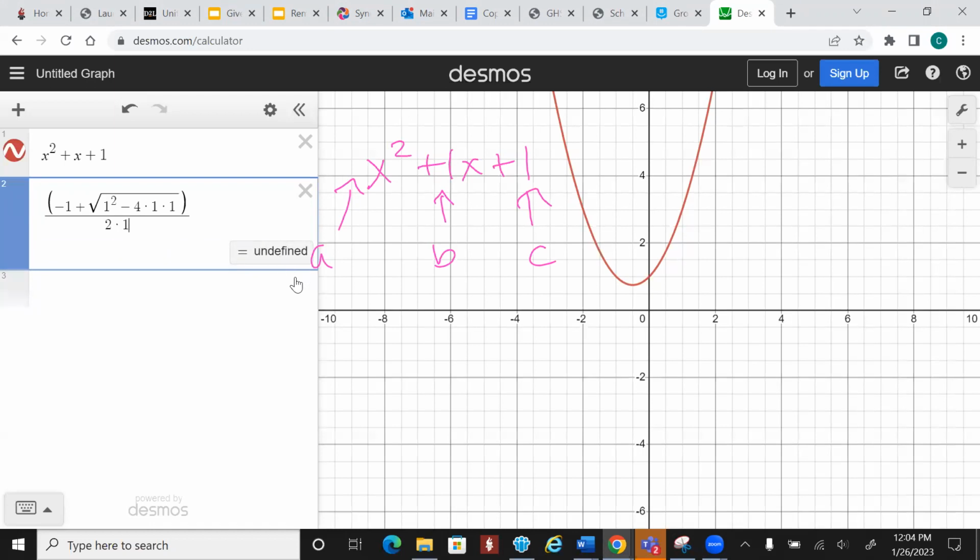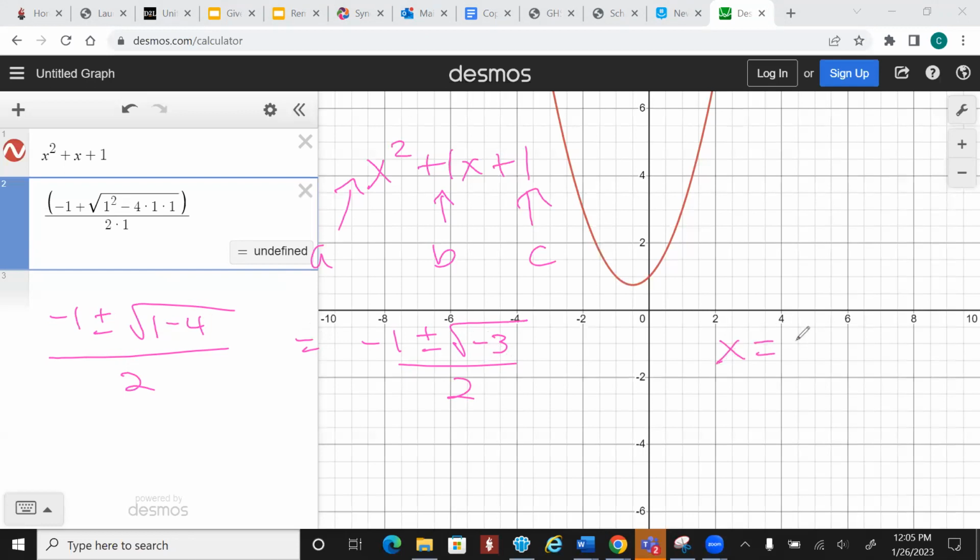Because it's going to have that complex solution, right? We're going to write it out and simplify. So what's 1 squared? 1 minus 4 over 2. What's 1 minus 4? So this is -1 plus or minus square root of -3 divided by 2. If we have a negative underneath the radical, what does that mean? So x is equal to -1 plus or minus i square root of 3 divided by 2.